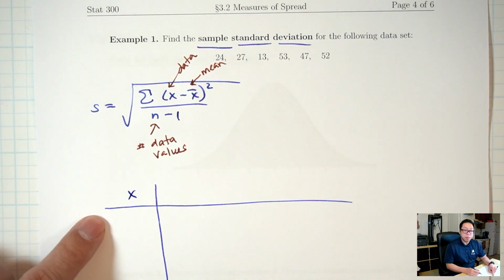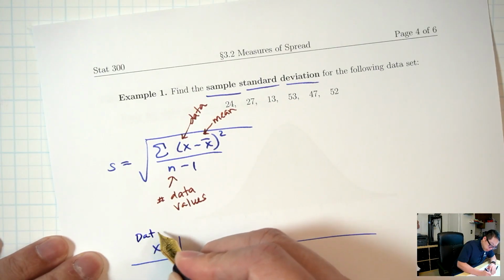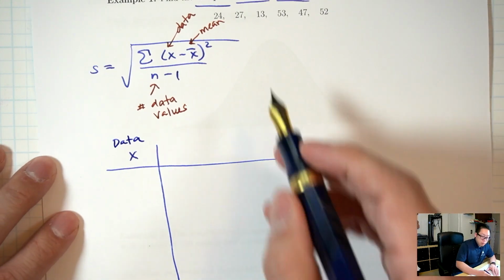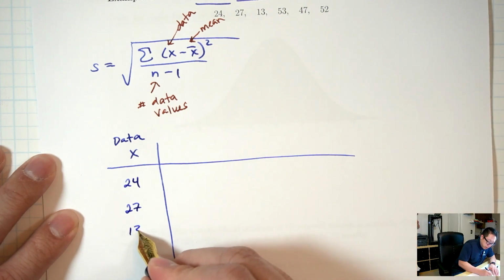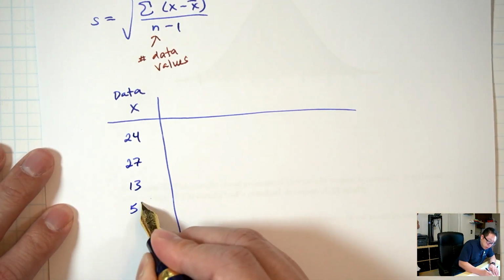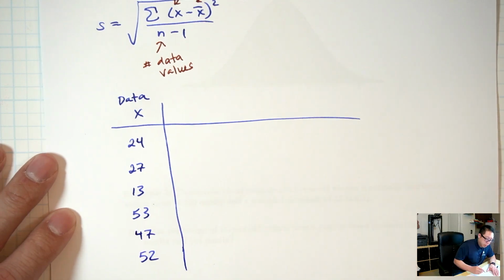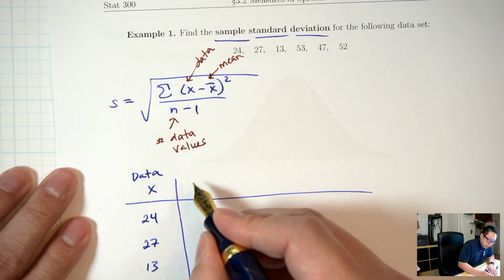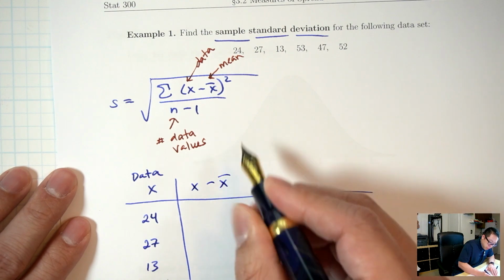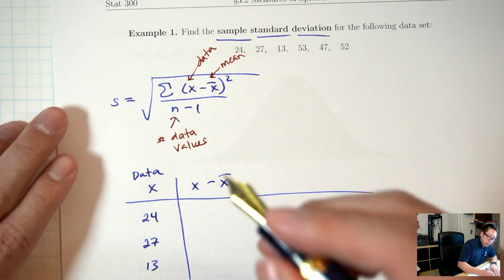Okay, so I'm going to first list my x's, my data. So my data is 24, 27, 13, 53, 47, and 52. The first thing this is telling me to do is take each of my data and subtract it by x bar, which is the mean. Do I know the mean right now? No, not yet, right? So I do have to find the mean first.